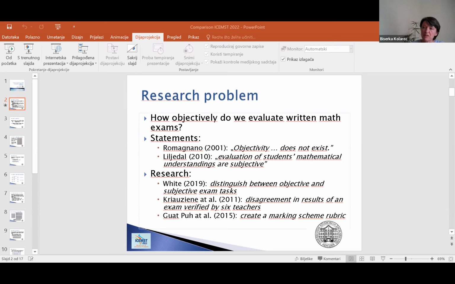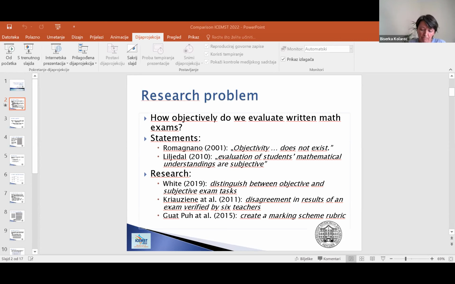Namely, I'm a mathematician and I teach statistics and other mathematical subjects at the University of Zagreb. And here, when we speak about a mathematical exam, I do not mean a mathematical exam with objective tasks, which have either a right or wrong answer, but I refer to problem tasks, which have a right answer and a wrong answer and many in between.